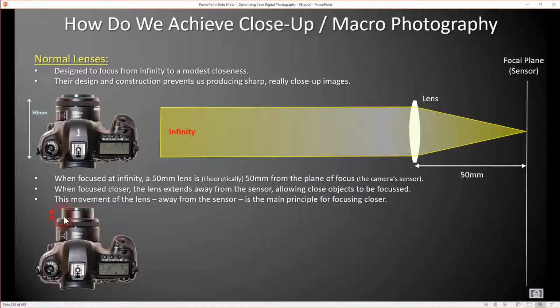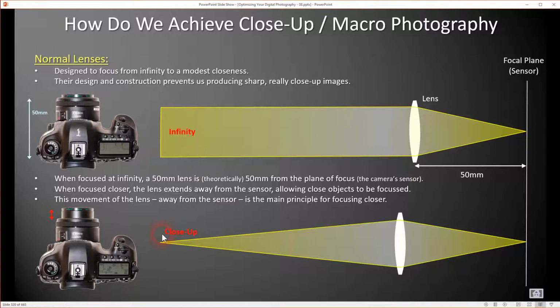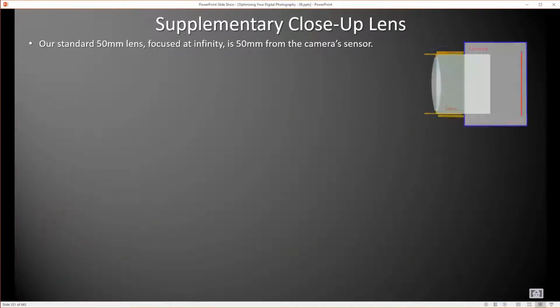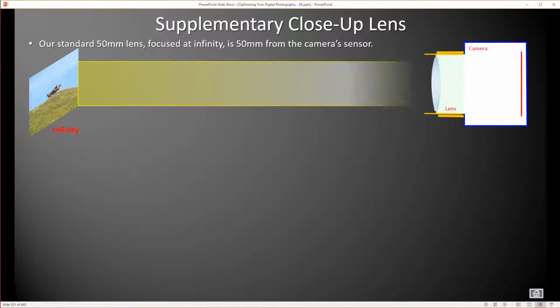So you can see that when it focuses closer, the central part of the lens elements actually move away from the sensor. So now something close up can be brought into sharp focus because the lens has moved away from the sensor. In fact, it's probably moved about 60mm. Maybe got a 10mm extension there.